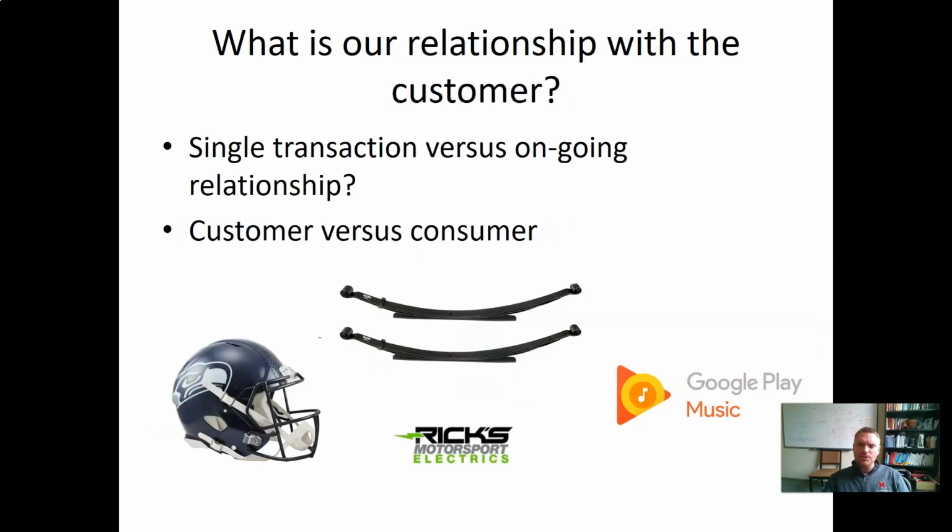We also want to think about what our relationship is with the customer. Is this a single transaction, a one-time deal, where they're going to purchase from us one time? Or is this part of an ongoing relationship? And again, we want to go back to the customer versus consumer distinction that we made before. So I've got a couple of examples here.